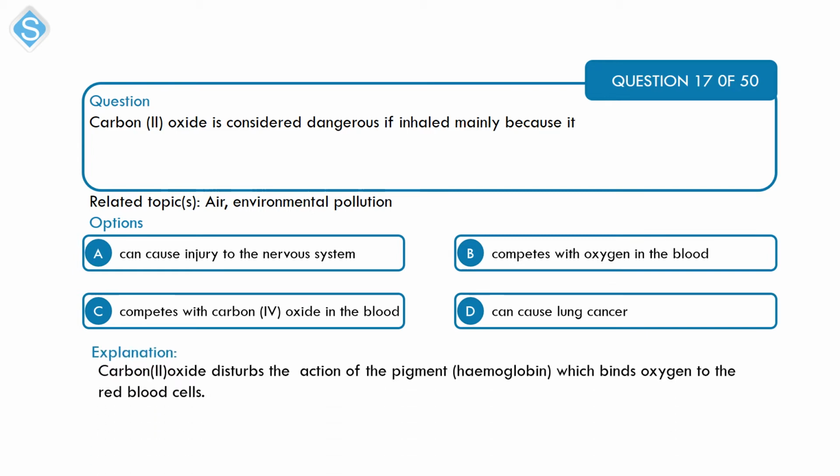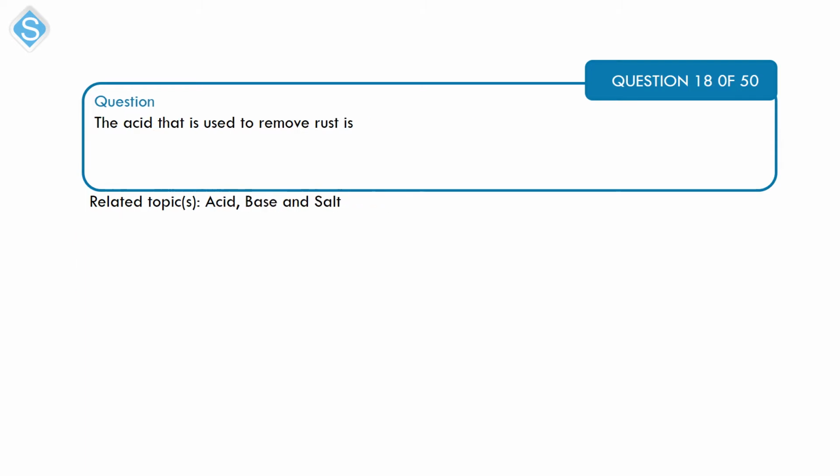Carbon monoxide disturbs the action of the pigment hemoglobin. Hemoglobin is a pigment associated with the blood that helps the blood bind oxygen. So when carbon monoxide is inhaled, it disturbs the action of hemoglobin. It competes with oxygen in the blood. That's option B.